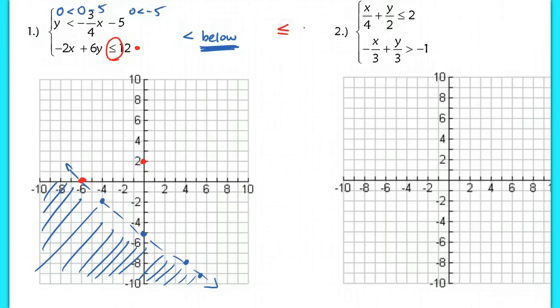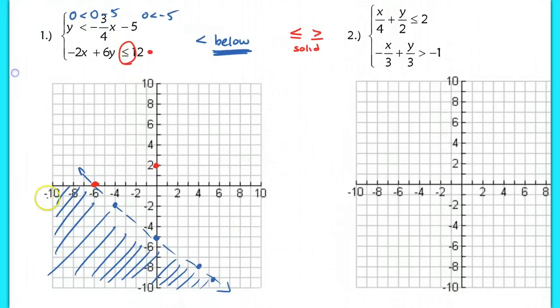So if it's a less than or equal to or a greater than or equal to, we have a solid line as opposed to a dashed line. So now I connect those points here like so. All right, now for this question, think of if you were to isolate the y here. If I were to isolate this y, I would have a less than symbol still.